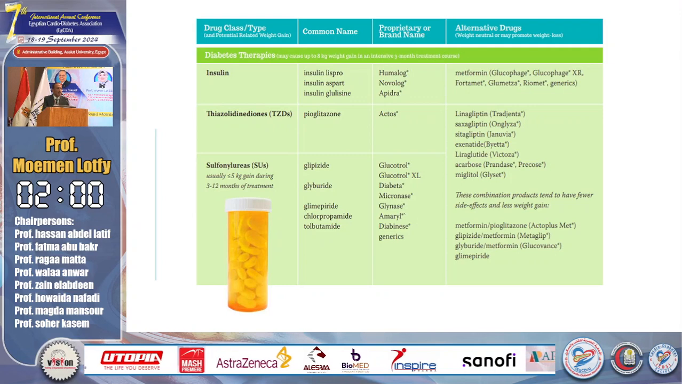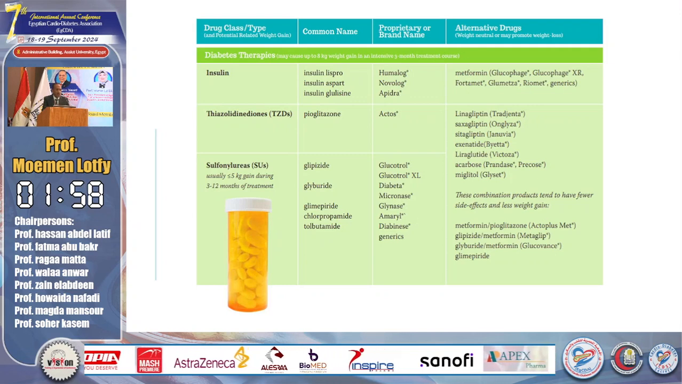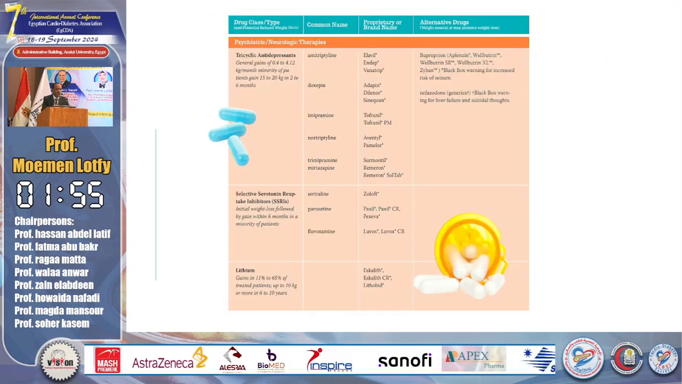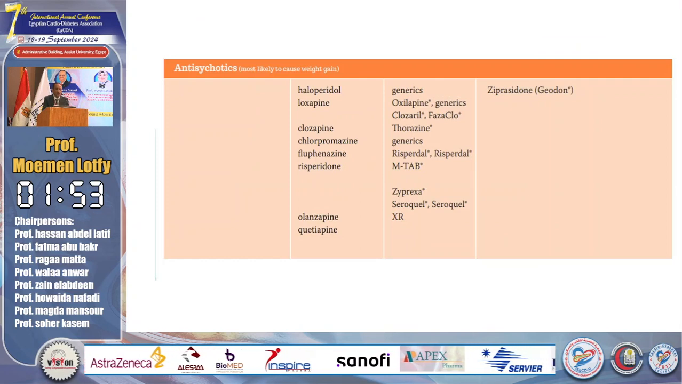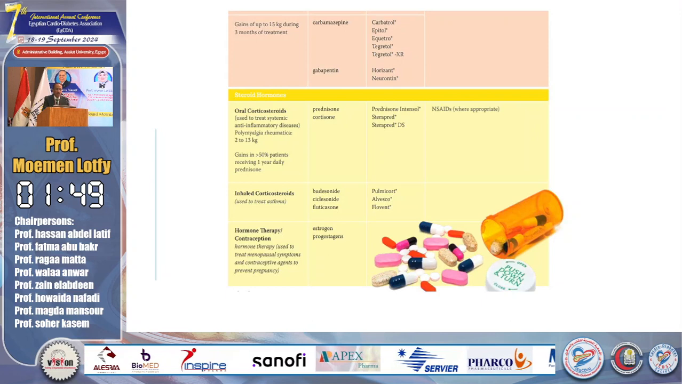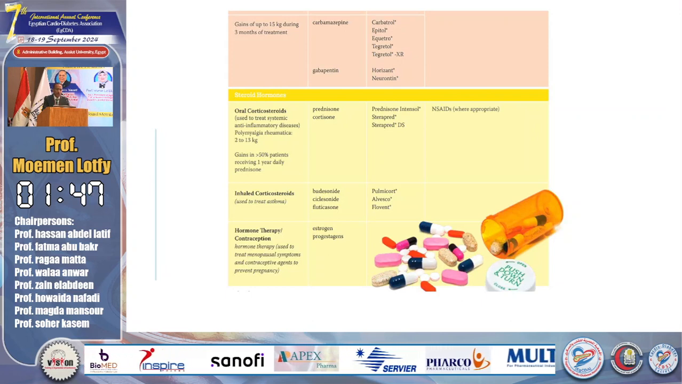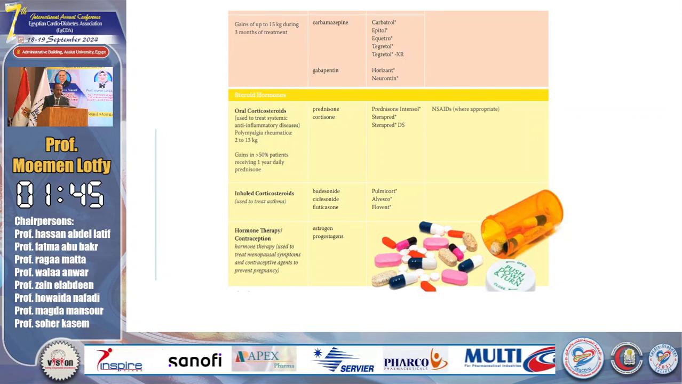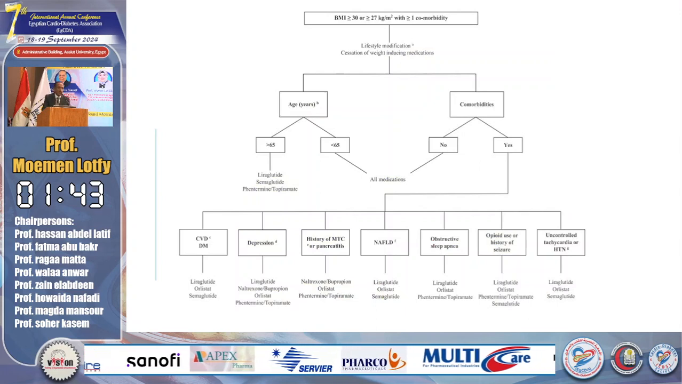This is an example of the drugs which may result in increased body weight, whether anti-diabetic treatment, anti-psychotic treatment, antidepressant treatment, anticonvulsant treatment, and finally steroid hormones, whether corticosteroid or hormone replacement therapy. This is the suggested algorithm.